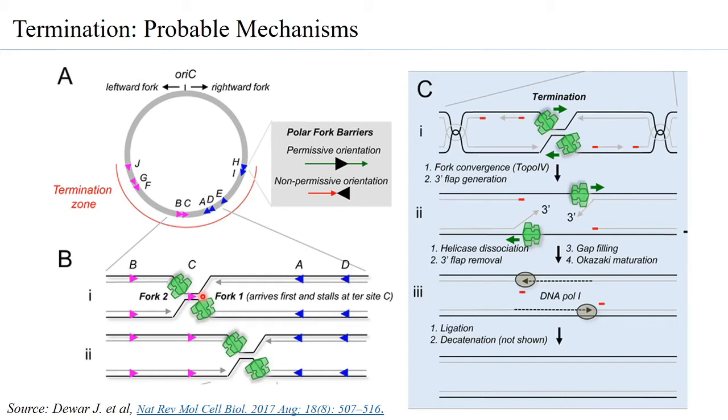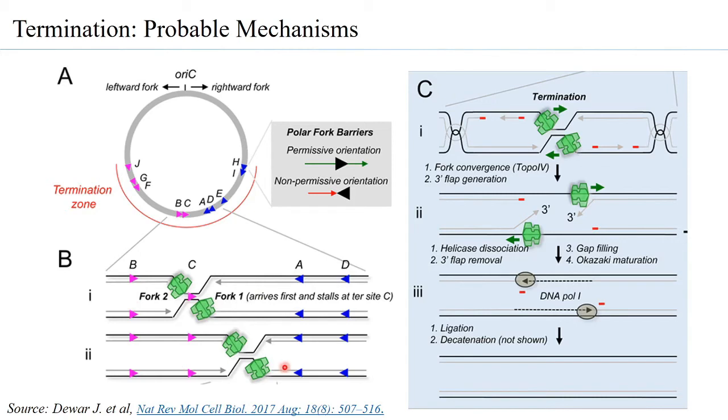So as we observed in a previous slide, the convergence of the replication forks is important for termination, and this is how they are showing that the ter region can arrest the movement of one fork and wait for the other fork to arrive to converge. That is one proposed mechanism.